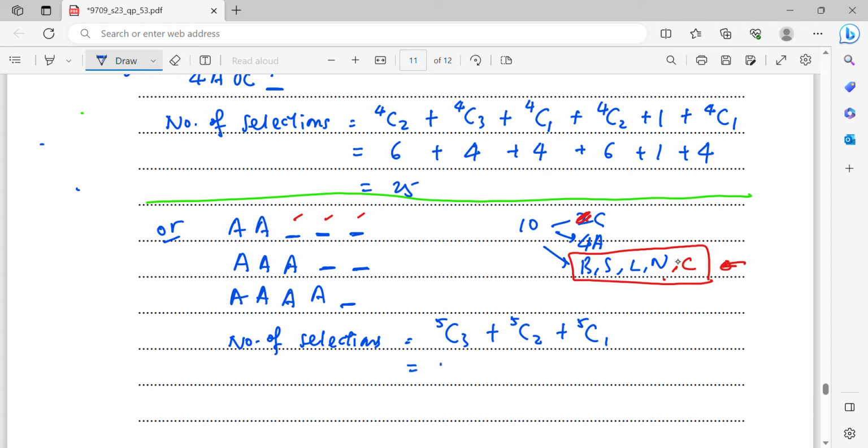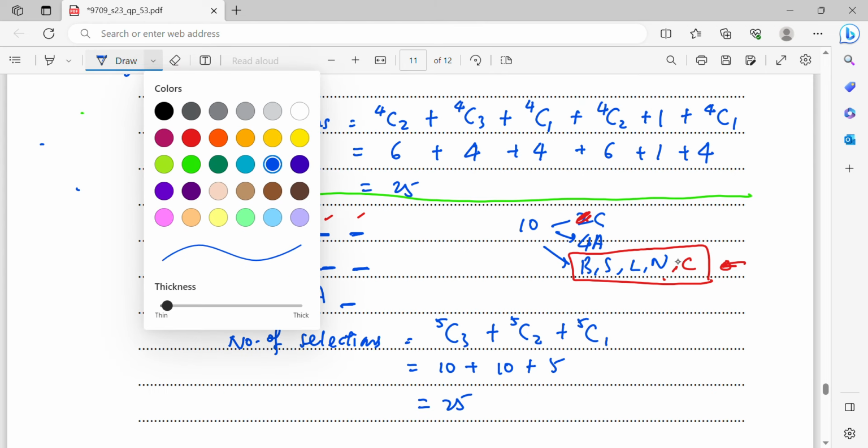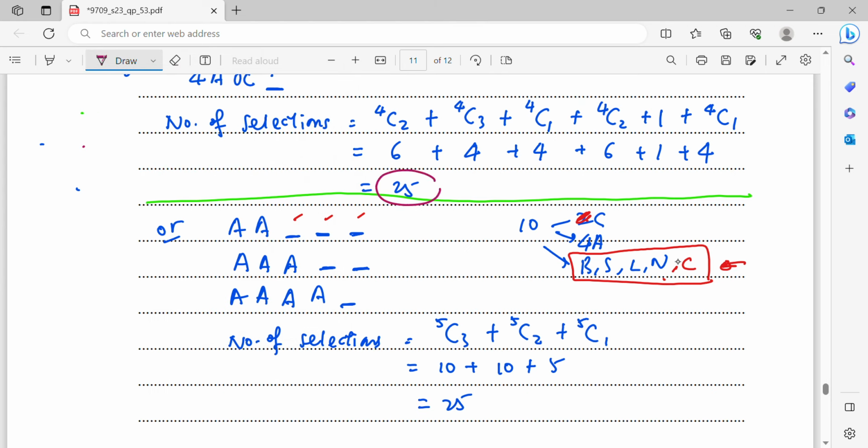Then here you will get 10. The second one is also 10. The last one will be 5. Then you are getting 25 as well. See, it's the same answer. So these are the 2 methods to solve this question.